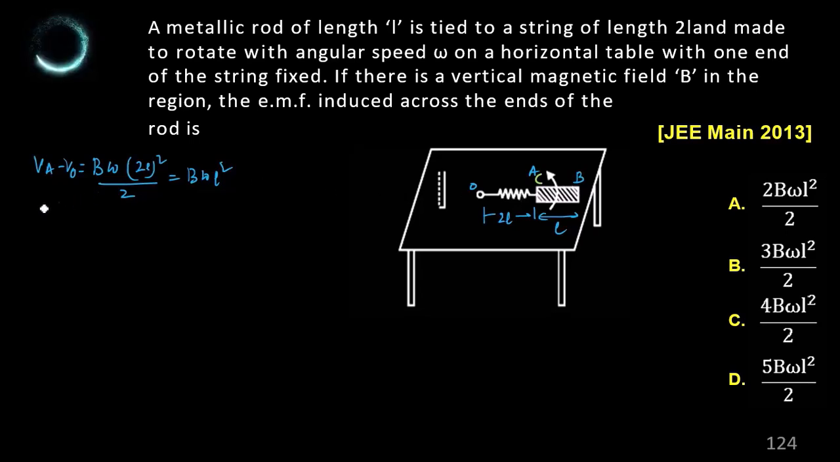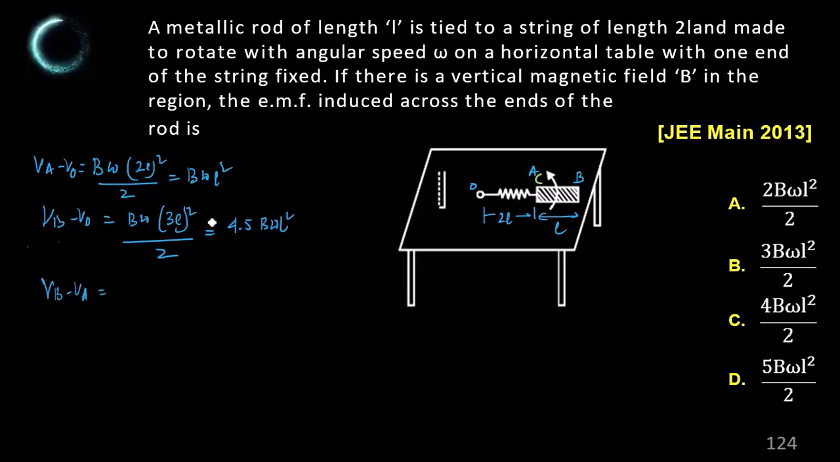Between B and O, VB minus VO, that should be equal to B omega, now the length is 3L. So 3L whole square by 2. That is 4.5, 4.5 B omega L square. So you are asked to calculate the potential difference between the ends of the rod. That means A and B. Okay, A and B. So take the difference. So VB minus VA, VB minus VA should be how much? 3.5. Okay, 4.5 minus 1 is 3.5 B omega L square.